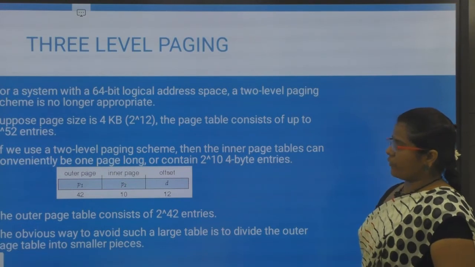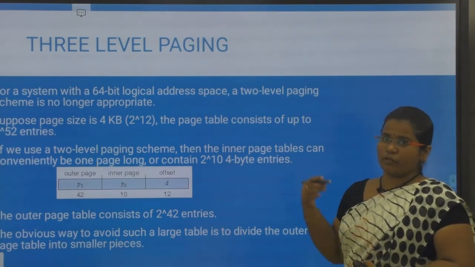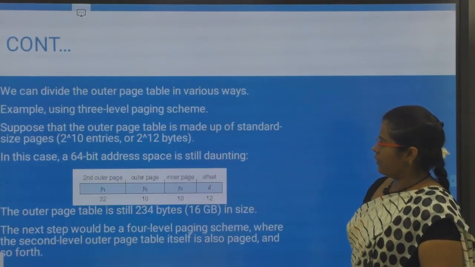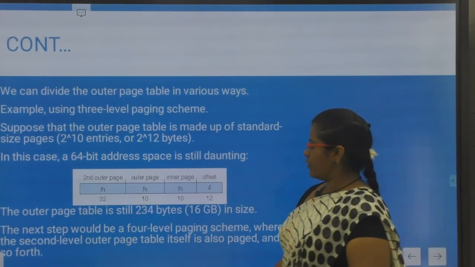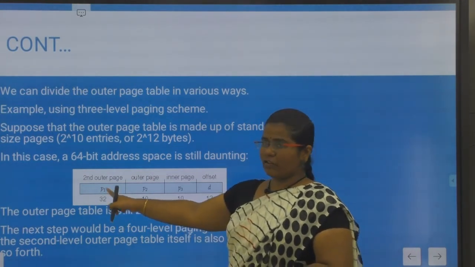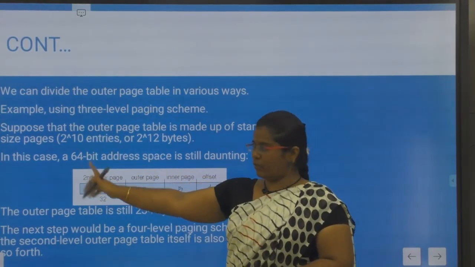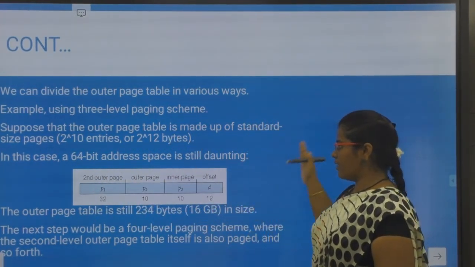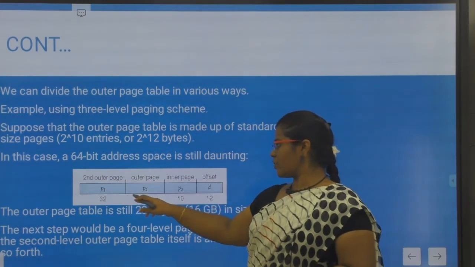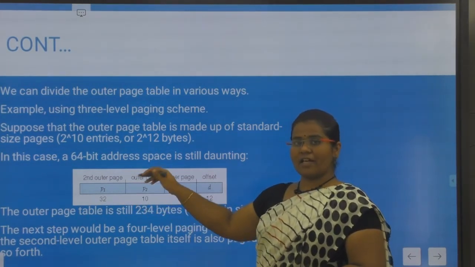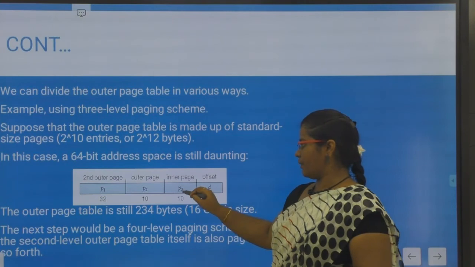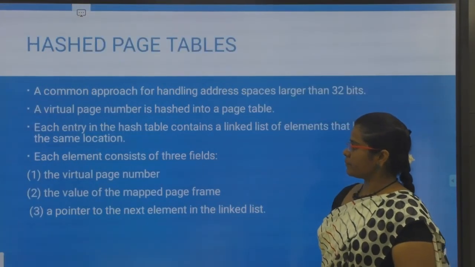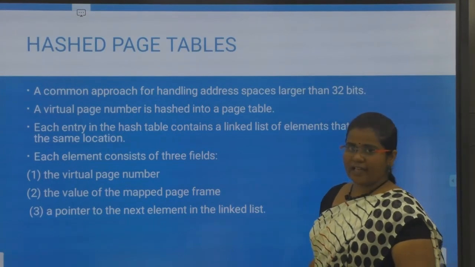So next, if the 2-level paging is not sufficient, you can go with 3-level paging also. If you are going with 3-level paging, you can see here, this is the second outer page. The outermost one you will have at last, and then you will have 2 levels of page tables and then the offset. So to refer to each page we have 3 levels. Since it is 3-level page tables, I will have 3 page numbers here followed by the offset. Okay, and that is about hierarchical paging.